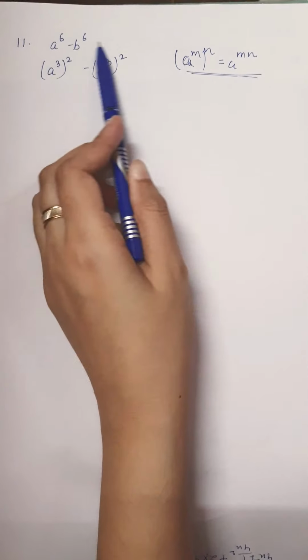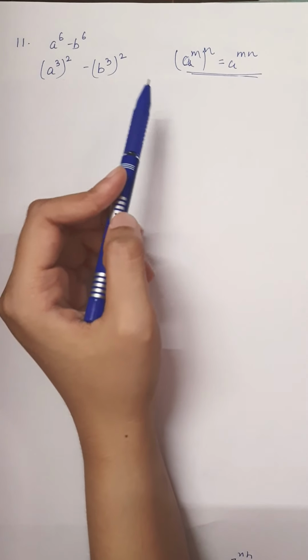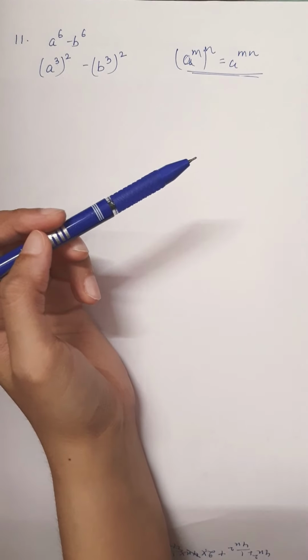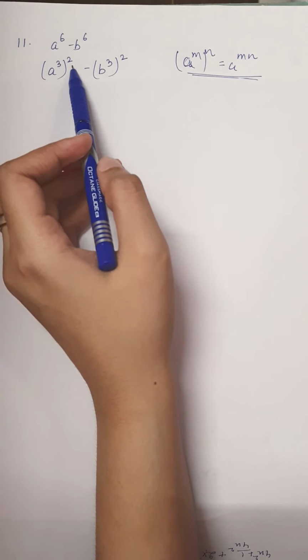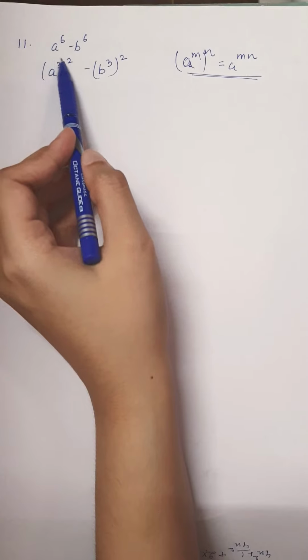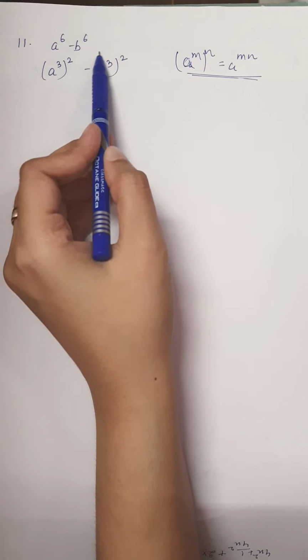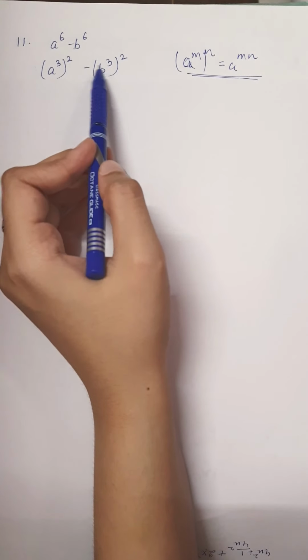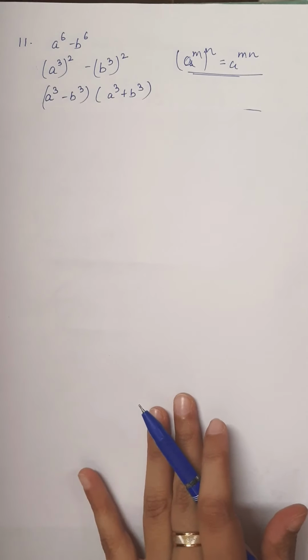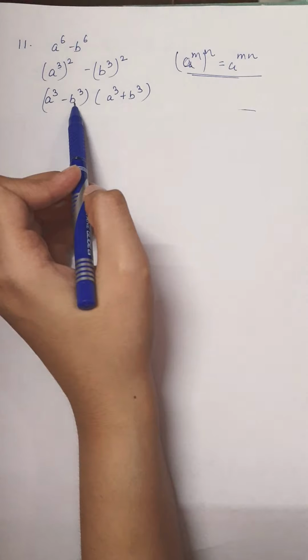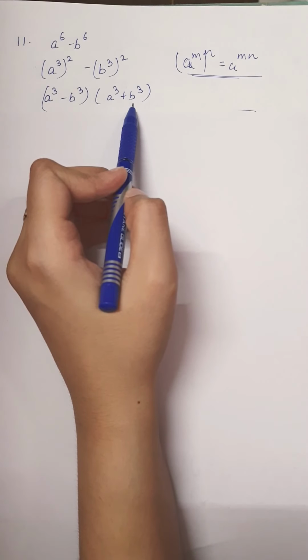Now first of all, which format is it following? Difference of two cubes or difference of two squares? This is following the format of difference of two squares. Square of a bracket minus square of another bracket. So I will write sum of both and difference of both. A cube minus b cube and a cube plus b cube.